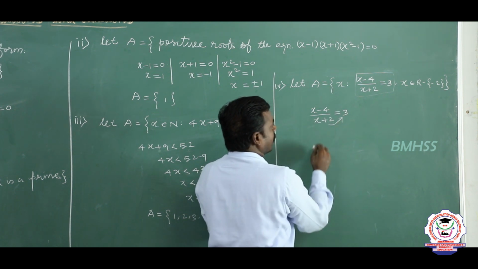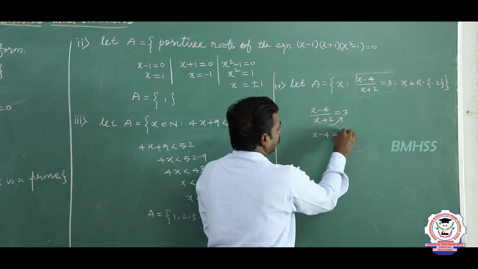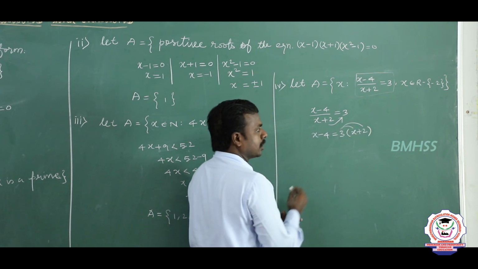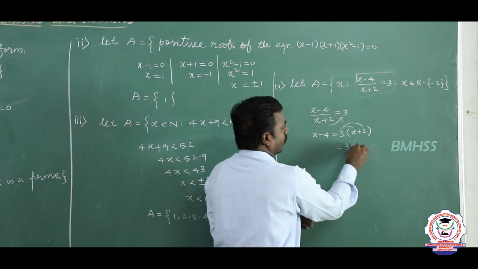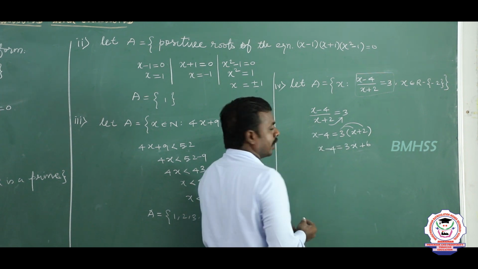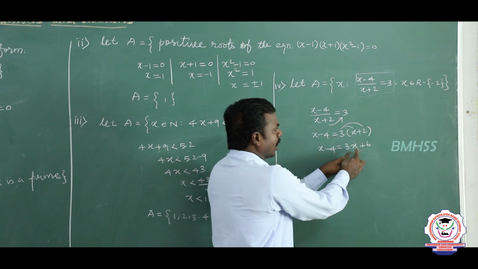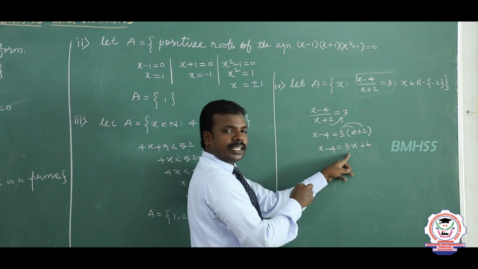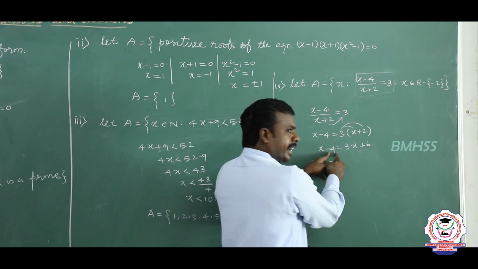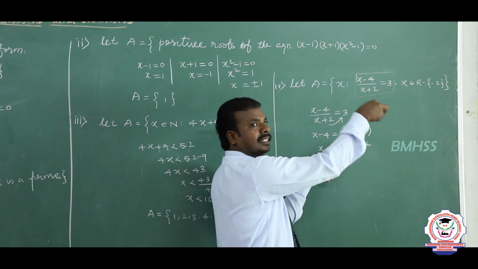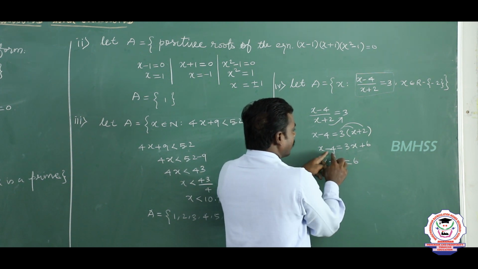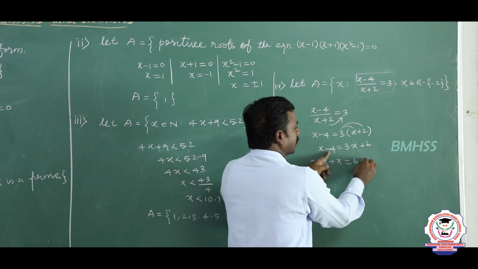Now very simple, take cross multiplication, that is x minus 4 equal to 3 into (x plus 2). From this, multiply 3 within the bracket with the two elements. So 3 into x, 3x, and 3 2s are 6, plus 6. So x minus 4 equal to 3x plus 6. If you want to take this plus 3x to the left hand side, it will change as minus 3x. So minus 3x plus x in the left hand side. Minus 4 is there. If you want to take this minus 4 to the right hand side, it will change as plus 4. Already plus 6 is in the right hand side.